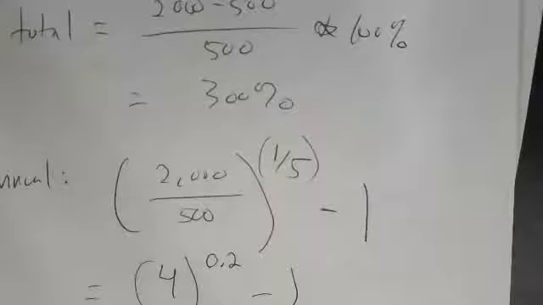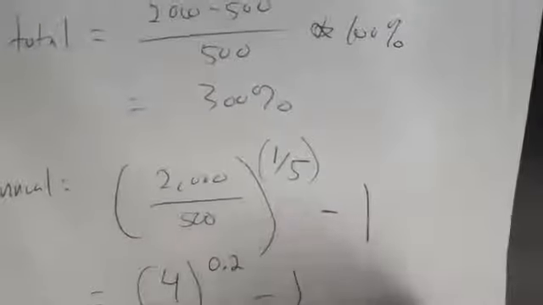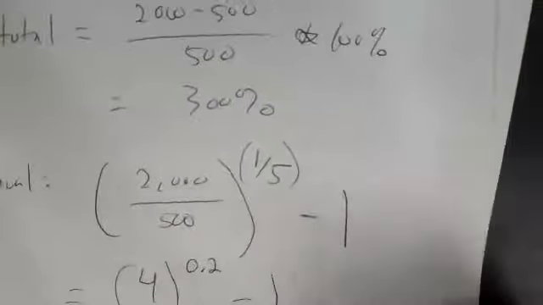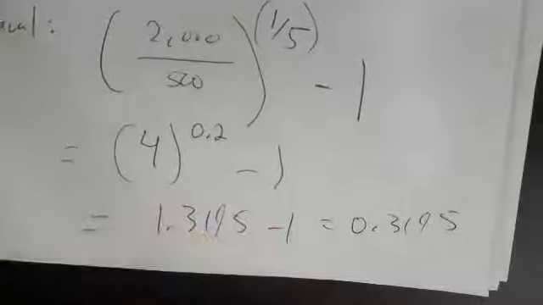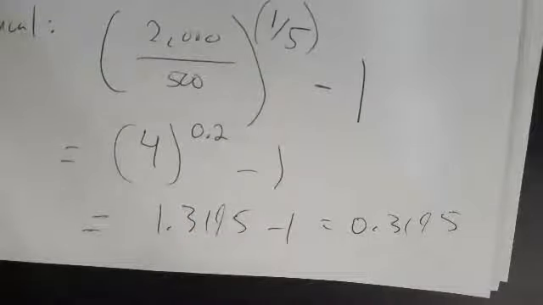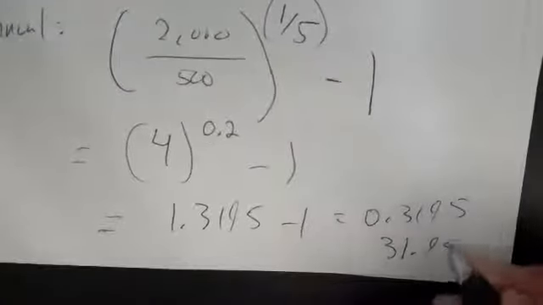That gives me something like 1.3195. And then I have to subtract 1, which gives me 0.3195. I need to raise that up a little bit. Okay. This is somewhere around 31.95%.